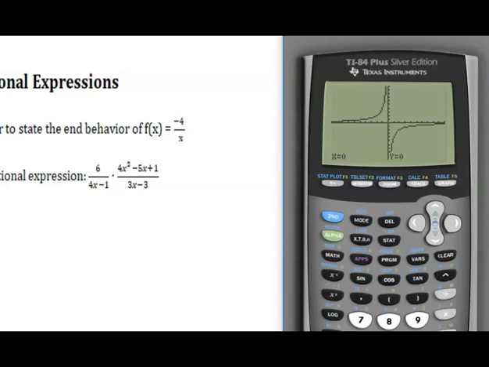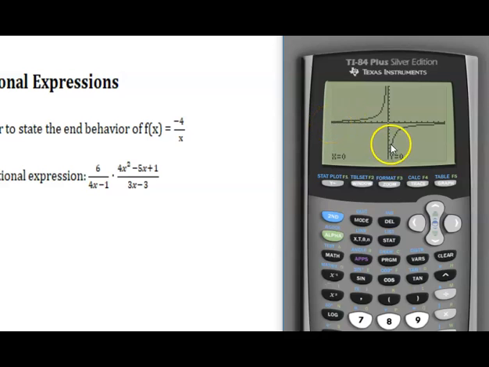So we need to think about the end behavior. So as x is approaching -infinity, if you can see my arrow right here, what's happening to the y? Well, the y is getting closer and closer and closer to the 0. Okay, if you notice that. So as x is approaching -infinity, the y is approaching 0.